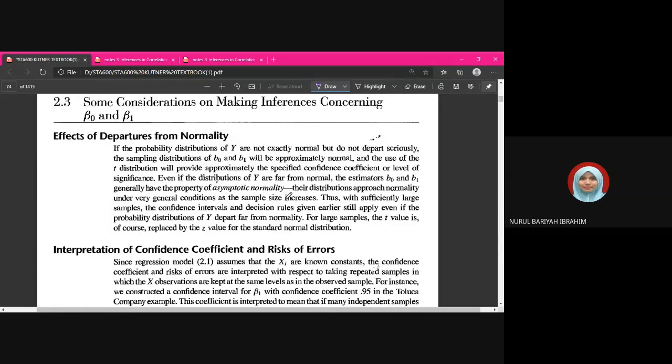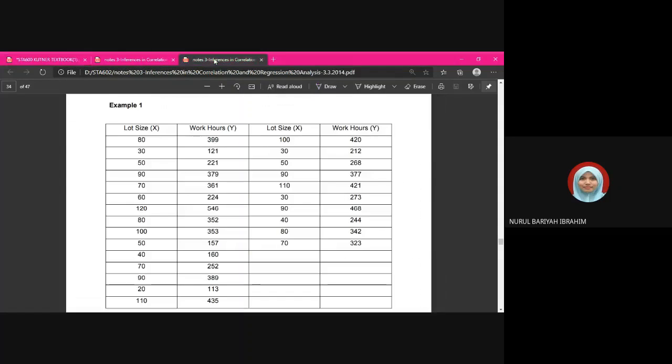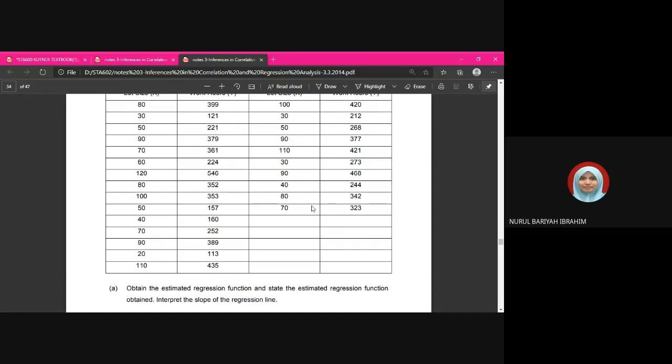Itu sahaja untuk confidence interval for beta naught and beta 1. Okay, let's see the example I just go through. This is the data. Actually data ni I dah mention before this in the previous example. Let's say this is the data that we have.